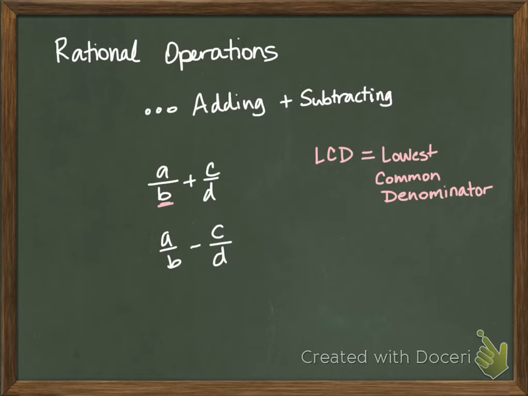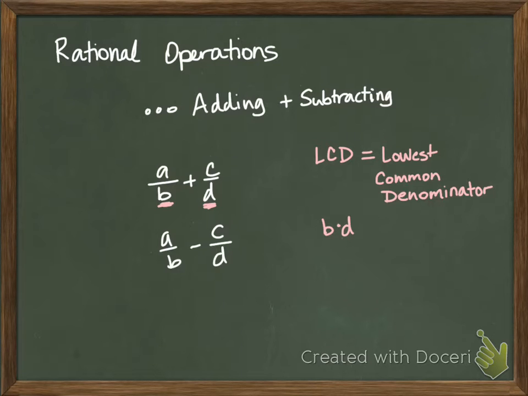Okay, so in this case we have a b and we have a d. Well, we don't know what those are. Those could be anything. So the smallest thing that we know they both go into would be them multiplied together, right? So b times d, that's going to be our lowest common denominator.